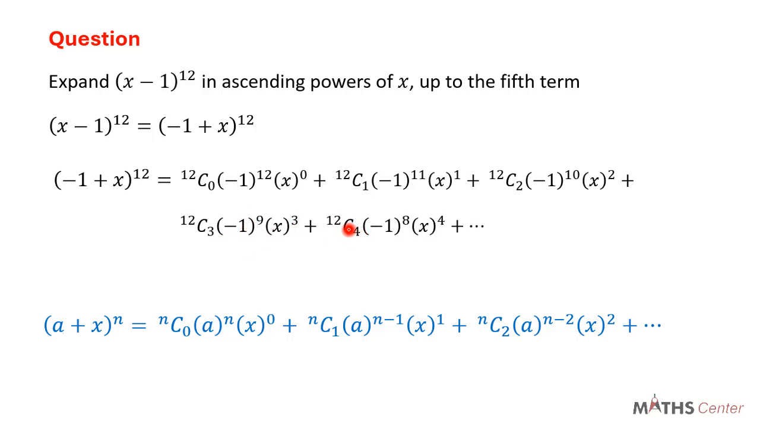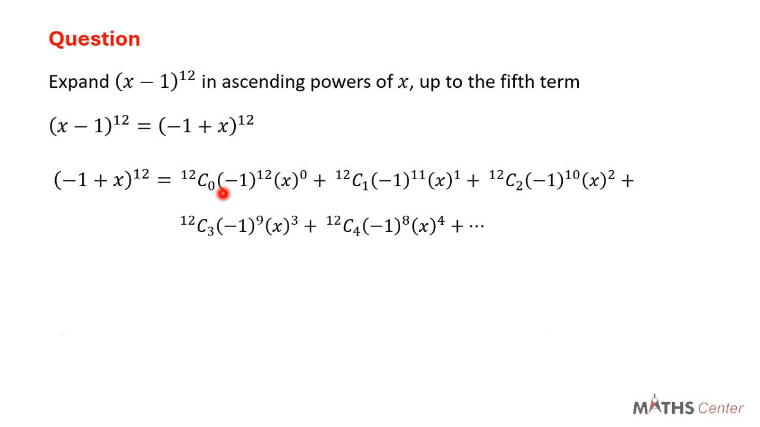Now for the fifth term, we are going to have 12 combination 4. Then the exponent on -1 will reduce by 1 to 8. It's 9 here, so it will reduce by 1 to 8. Then the exponent on x will increase by 1 to 4. It's 3 here, so when we increase it by 1, we get 4. Remember, we are expanding up to the fifth term, and this is the fifth term. But there are other terms that follow this, so we have to bring the addition sign and the 3 dots to show that there are other terms that follow this. But we are only ending at the fifth term because the question says we should end at the fifth term.